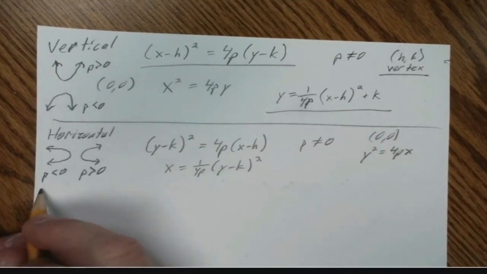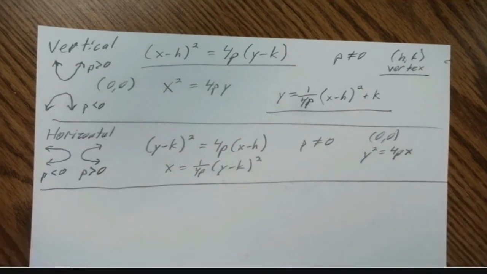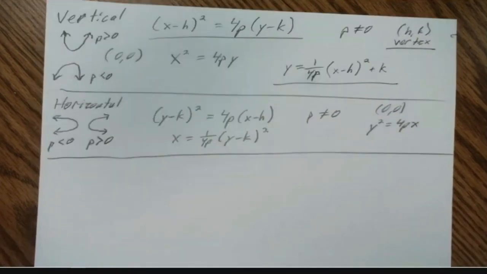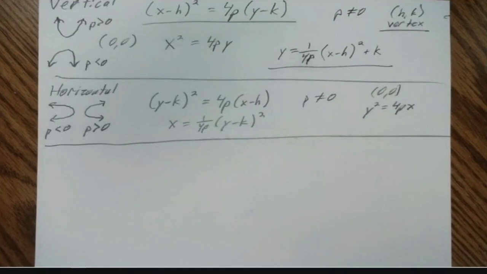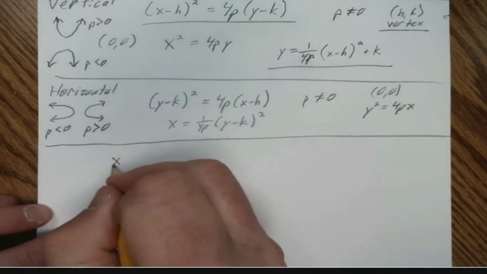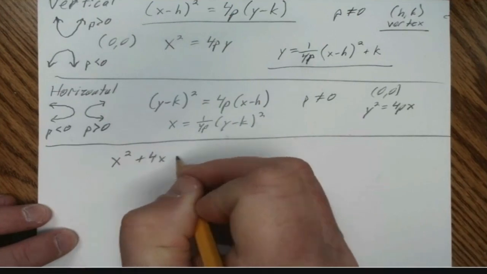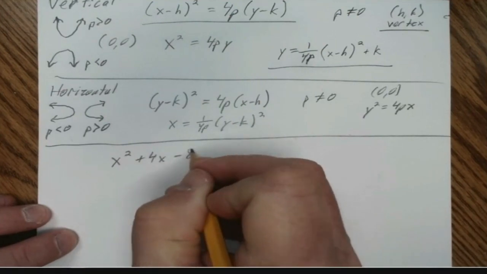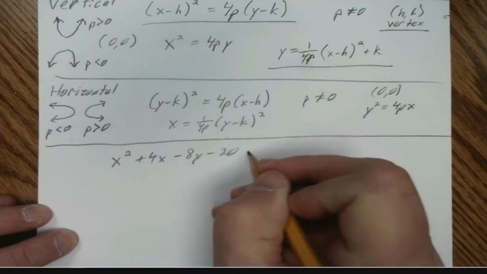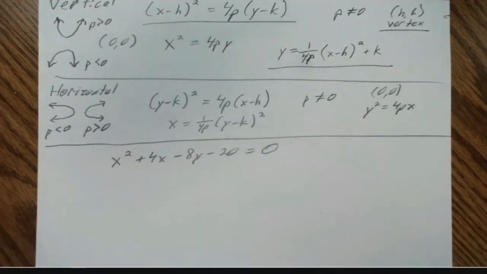Okay. Now let's look at this in the practical application of a problem like you might have on your assignment. We're given this equation, x squared plus 4x minus 8y minus 20 equals 0. And we're like, oh my goodness, Mr. Brock, what are you doing to us?